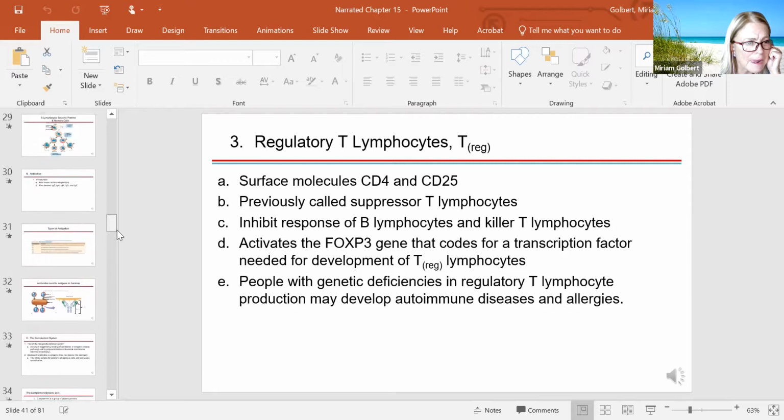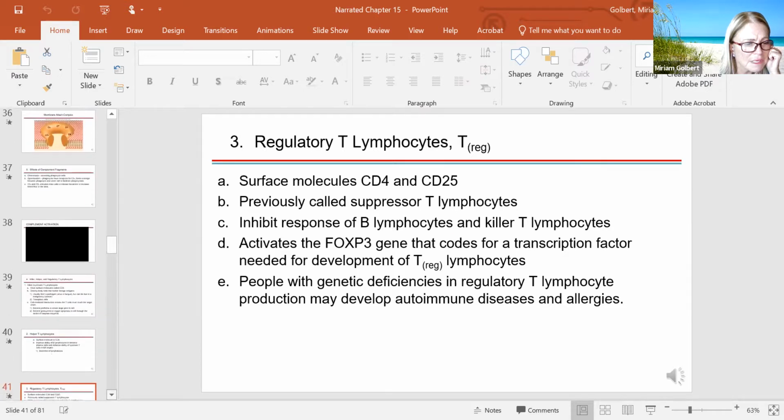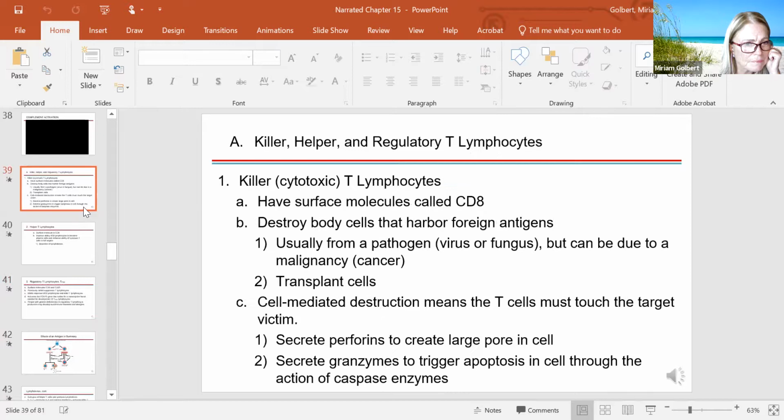We have killer, helper, and regulatory T lymphocytes. So B cells are making the antibodies, and we keep memory cells, right, for the second exposure. The T lymphocytes that kill by contact are called killer. Killer because they attach to cells and they destroy them. So that's why they're called cytotoxic. Cyto, cell, toxic. Toxic for the cell, right?